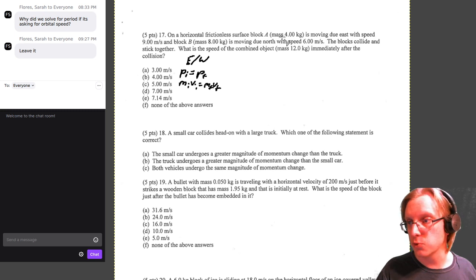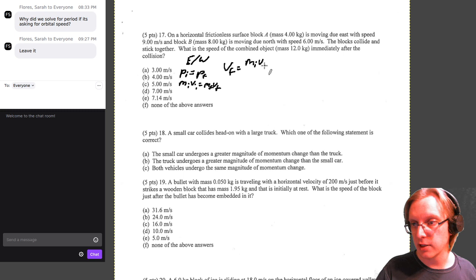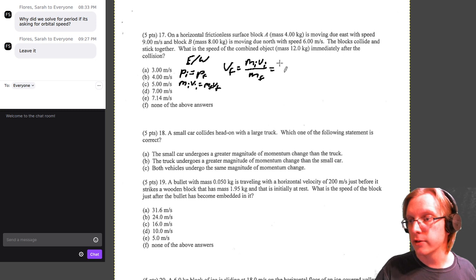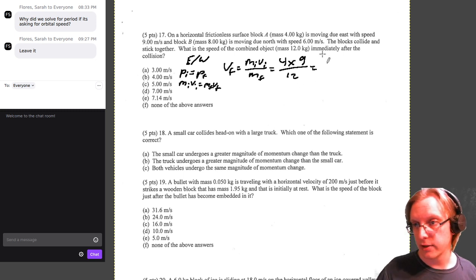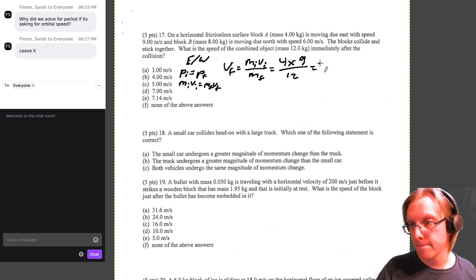Initially, in the east-west direction, we have 4 kilos and 8 meters per second. So we end up with V final is equal to mass initial, V initial, divided by mass final in the east-west direction. That is 4 times 9 divided by 12. And that does divide evenly. So that's 4 times 3 is the 12 divided by 12, and leaves us with 3 meters per second in the east-west direction.